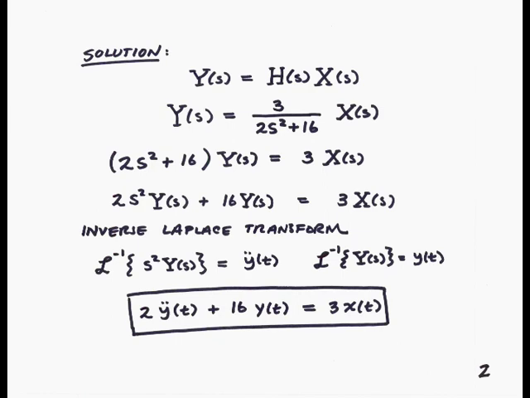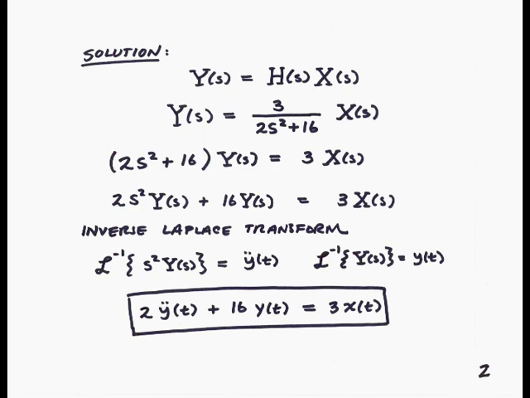So here's our solution to the problem. We know that Y(s) is going to be equal to H(s) times X(s). H(s) is 3 over 2s squared plus 16, so we'll substitute that in. And then we can multiply both sides by the denominator 2s squared plus 16. And that will give us 2s squared plus 16 times Y(s) equals 3 times X(s). We can then distribute the terms. We'll get 2s squared Y(s) plus 16 Y(s) equals 3 times X(s).